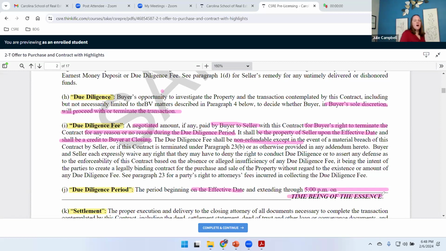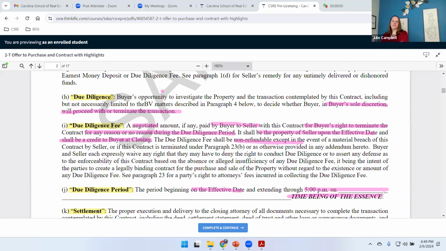Who can remind me what time being of the essence means in a contract? It has a time limit on it, right? Has a time limit. It's a drop dead date and time. So in other words, what we're saying is the buyer has until 5 p.m. on this date to terminate for any reason or no reason. If they terminate at 5:01, they are in breach. Drop dead date and time, 5 p.m.